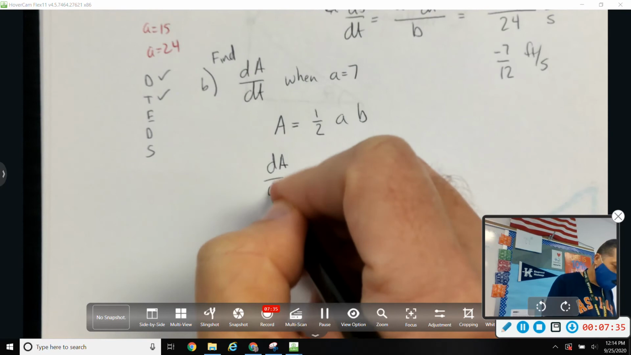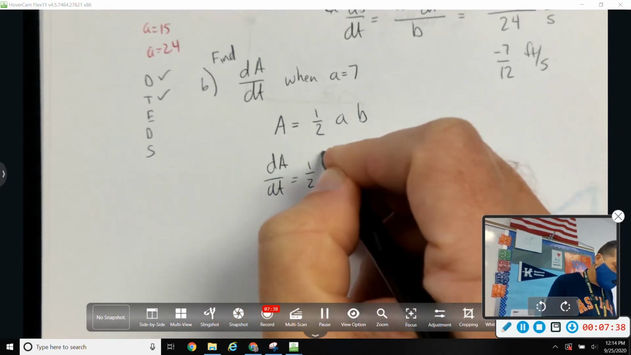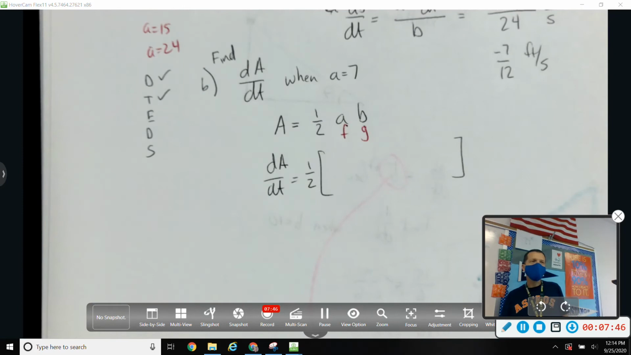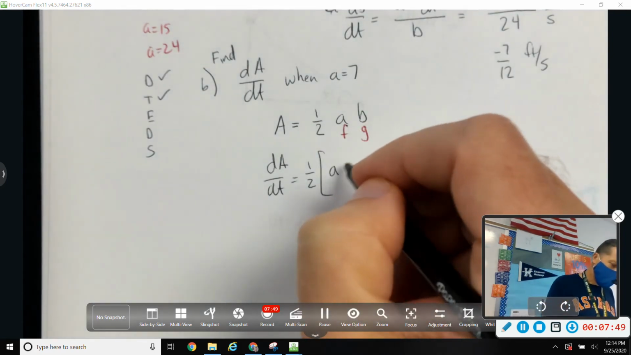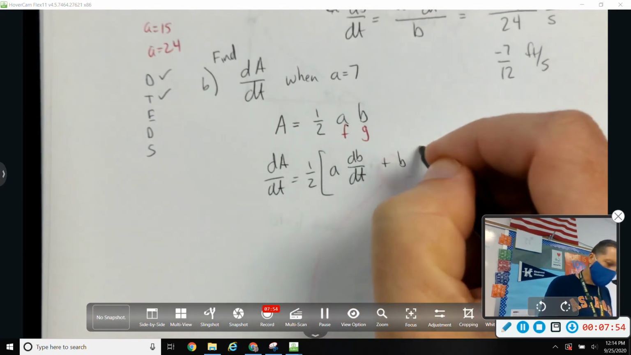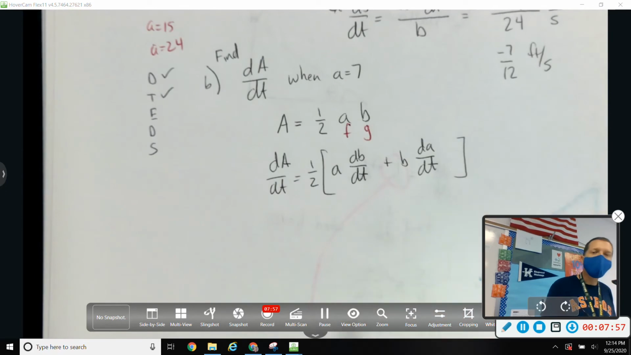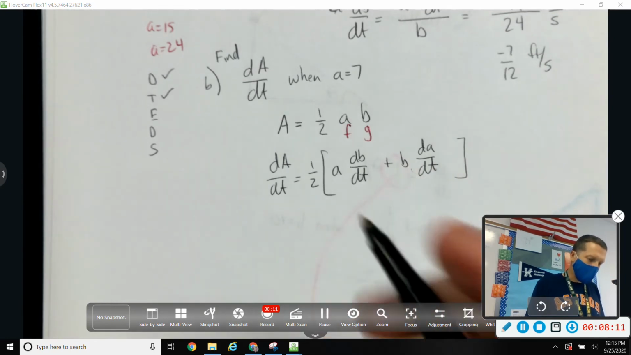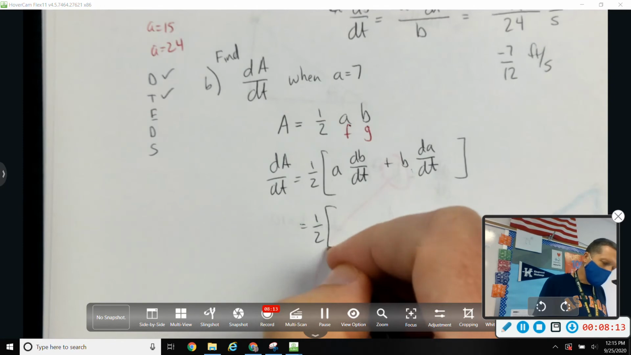So dA/dt equals, I think I'm just going to stick the 1/2 out in front. And product rule in place here. The first one times the derivative of the second one plus the second one times the derivative of the first one. That put a lot of variables in play, but I think we know all the pieces. We know A and B, we know dA/dt, and we just found dB/dt. So we've got all the pieces here.